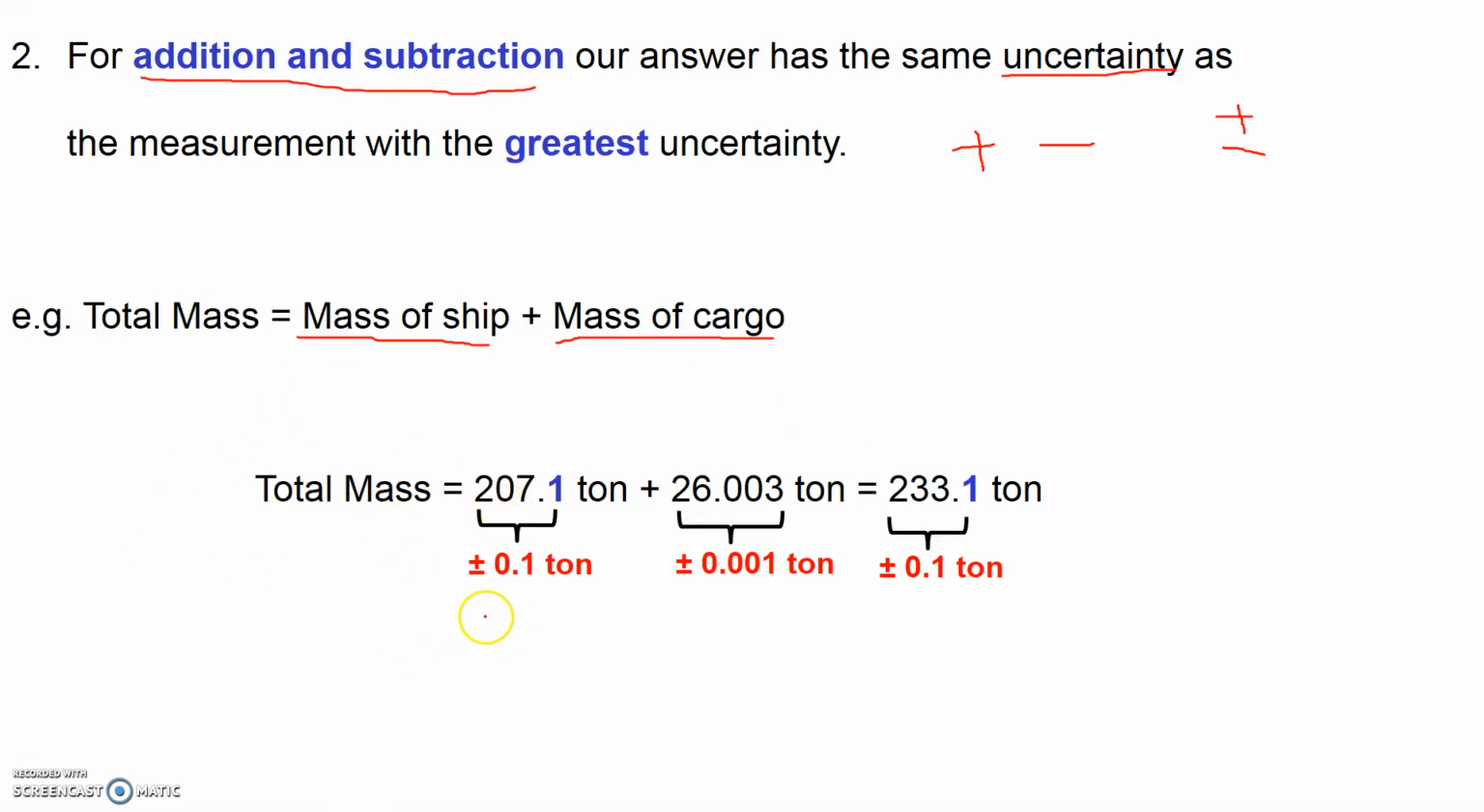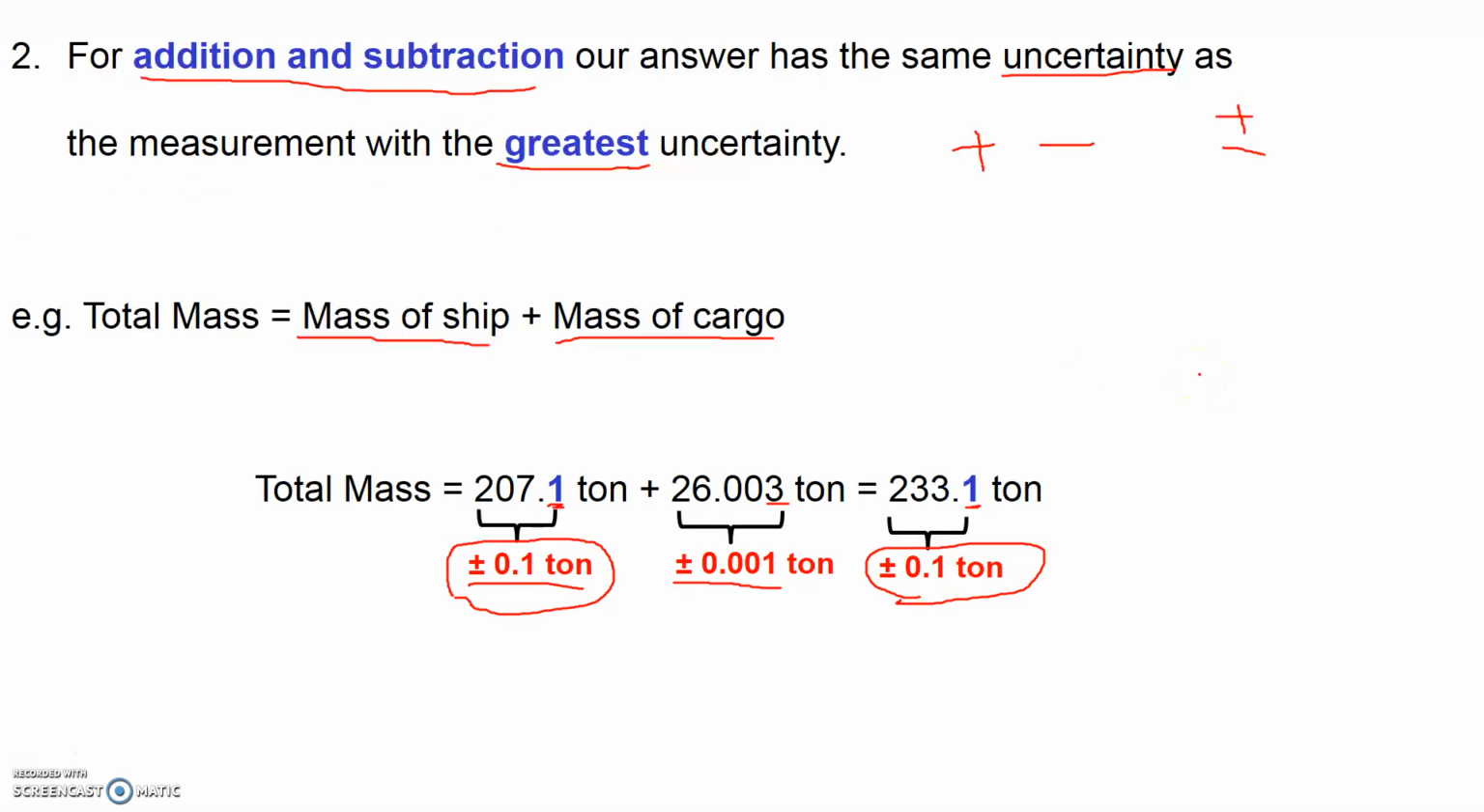So what we've got is our total mass here, the mass of this ship, which was measured to be 207.1 tons. So that tells me that my uncertainty is plus or minus 0.1. It's plus or minus 1 in the last digit there. And then the mass of my cargo is 26.003 tons. So my last significant figure is the 3 there. So that uncertainty is plus or minus 0.001. So this one is the biggest of those two numbers. So when it comes time to write my answer, I'm going to give my answer to the 0.1 position. So my answer has the same uncertainty as the measurement with the greatest uncertainty.